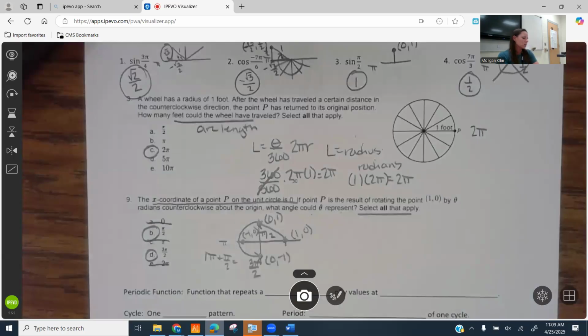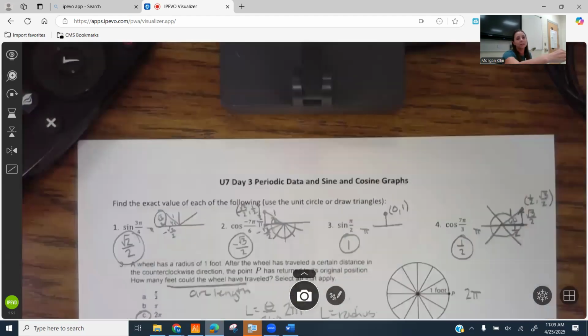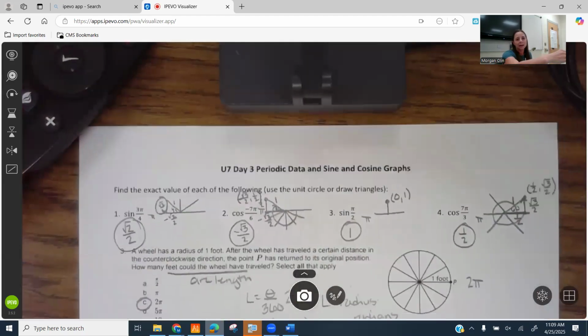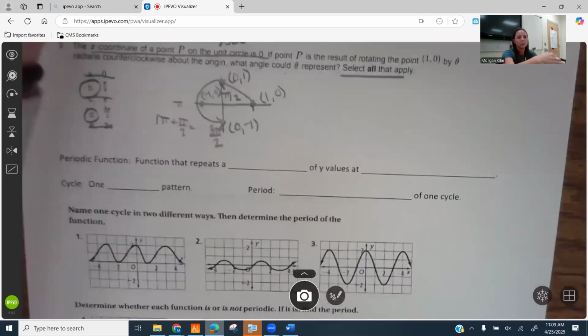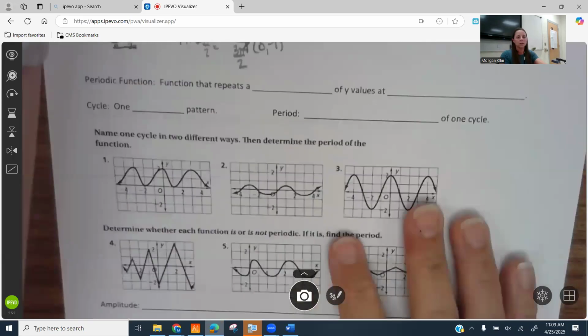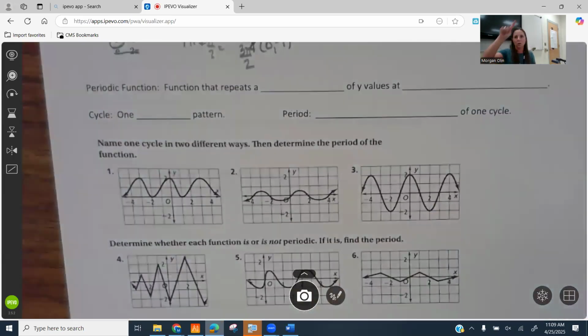All right, so let's get started with our lesson today. We are talking, and if you look at the top, it says periodic data in sine and cosine graphs. All right, so periodic function. A periodic function goes something like this. All right, and you're going to see how does this fall into play with what we've been talking about so far in this unit.